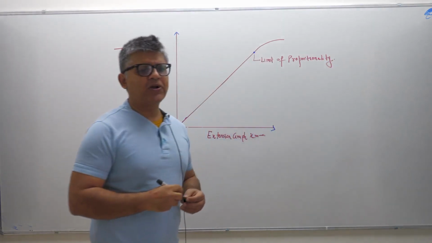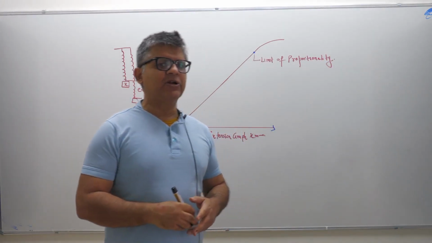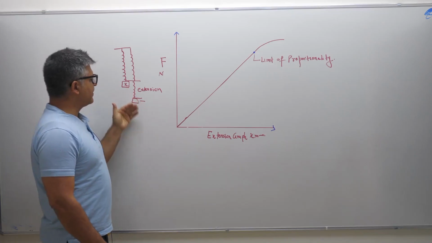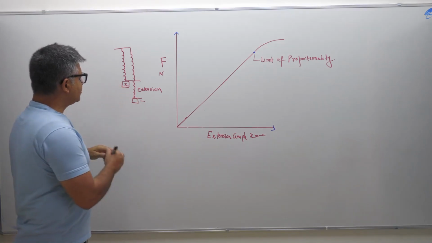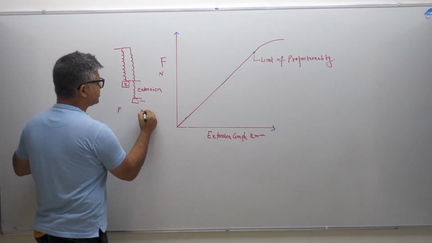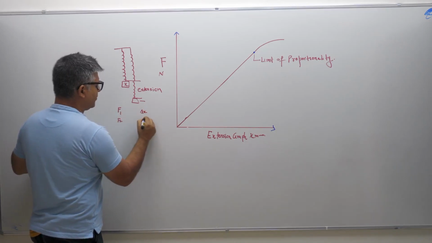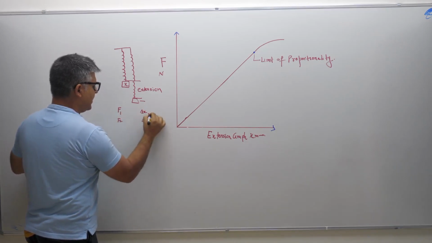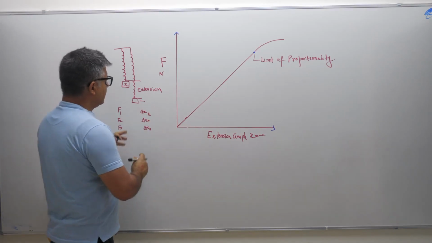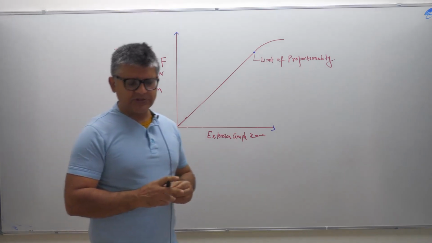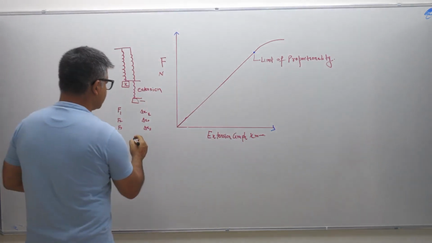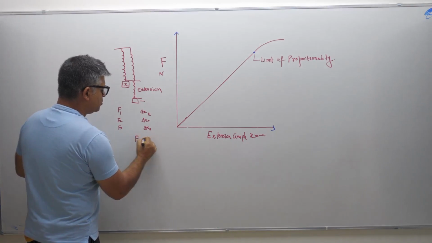Now, this is one of the most important topics, the limit of proportionality, because as you keep on increasing the weight here on the spring, every time you put a weight, you get an extension. You put another weight, you get some other extension, and then another weight, another extension, to a certain limit. This is what happens: you get a straight line, direct proportionality. So the force is proportional to the extension.